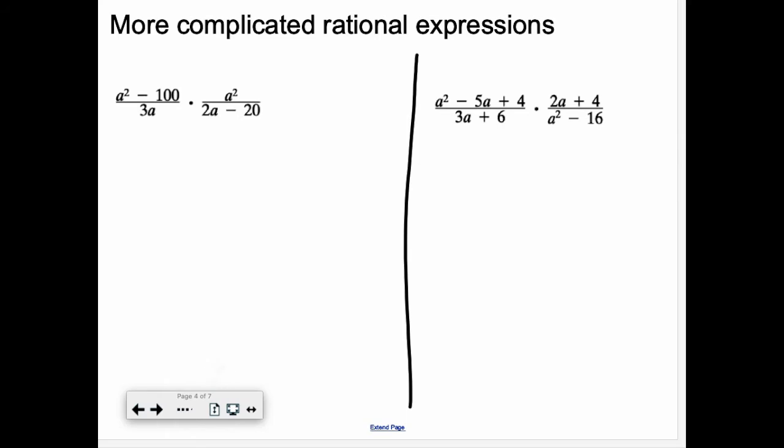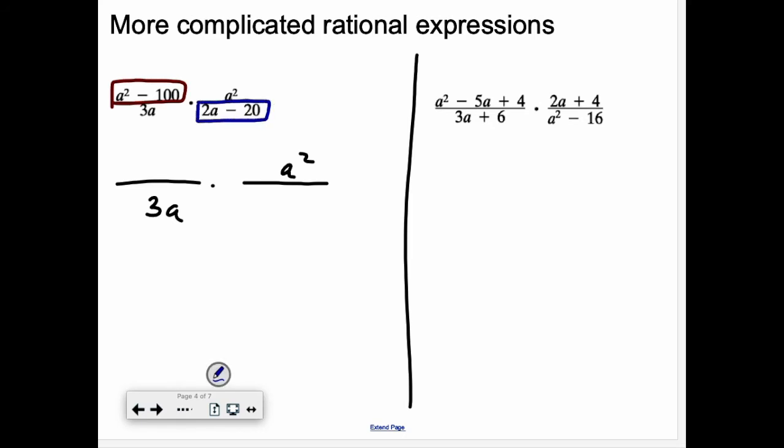In this first one, I'm going to factor out my numerator. Actually, you know what? Let's just write down all the stuff we can't factor. All that stuff I can't factor anyway. I can factor this numerator, and I can factor this denominator. The red numerator is difference of perfect squares. So it's going to be a plus 10, a minus 10. The blue denominator is going to be GCF. My GCF is 2. What I'm left with is a minus 10.